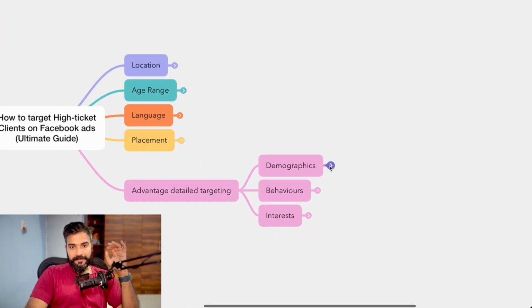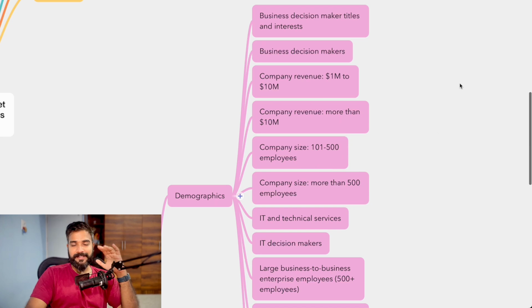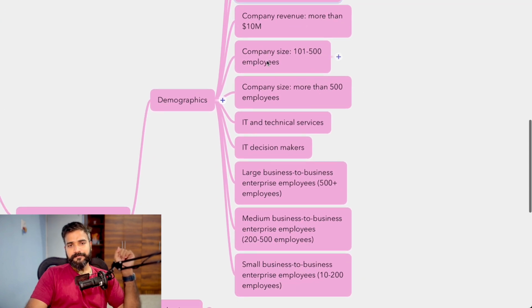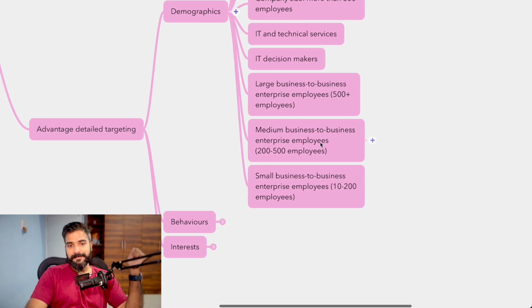And among demographics, I have seen these are some of the top tier high paying demographics, and obviously you can explore more: business decision maker titles and interest, business decision makers, company revenue 1 million to 10 million, company size, IT and technical services if you're targeting IT people, large B2B enterprise, medium B2B enterprise companies, small not so much, but yeah, there is that as well.